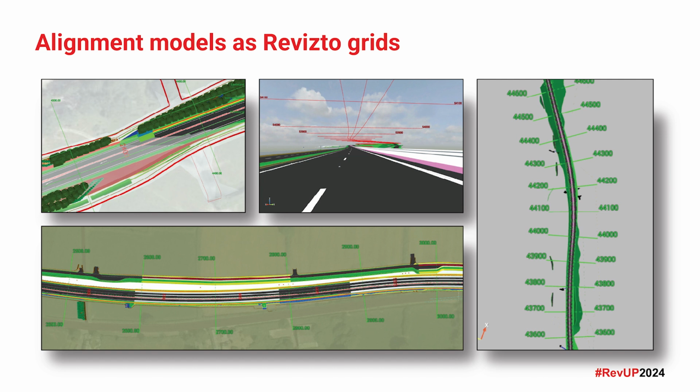Here are some shots of alignment models in Revizto. I mean, again, it speaks for itself. There are some images here of the grids in the map tool. You can see them above you if you're going down the road. Again, that slide is pretty self-explanatory, but it's useful to actually see what they look like in Revizto.